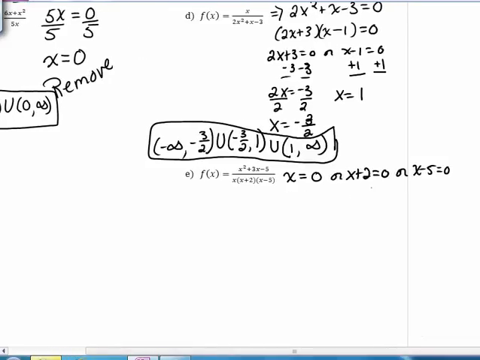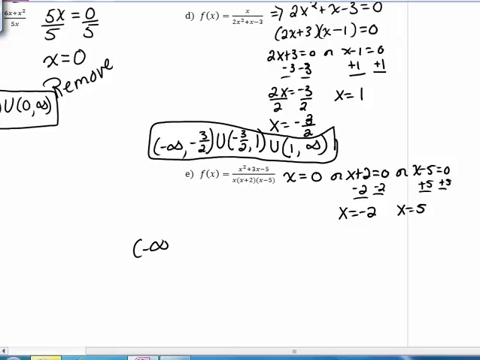So we have one value right away. To get the second value, we would subtract 2 from both sides, and so that gives me x equals negative 2. And then for the third one, we would add 5 to both sides, and that gives us x equals 5. So this time we have 3 values that we need to remove, 0, negative 2, and 5.